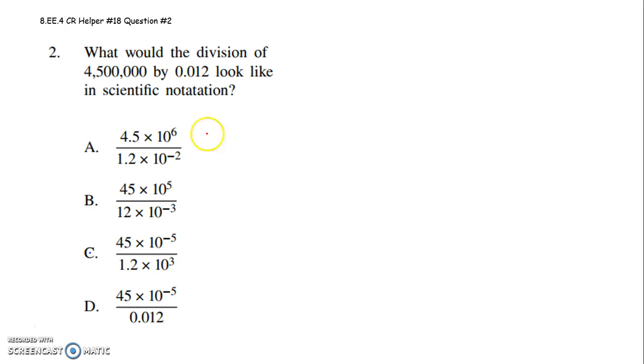Okay, so first of all, it's a division problem, which is why all the answers have these fraction bars. And what I have to do is take 4,500,000 and write that in scientific notation because I'm dividing that number by 0.012. Whatever you're dividing by is what goes on the bottom. So I'm just going to write each of these numbers in scientific notation.